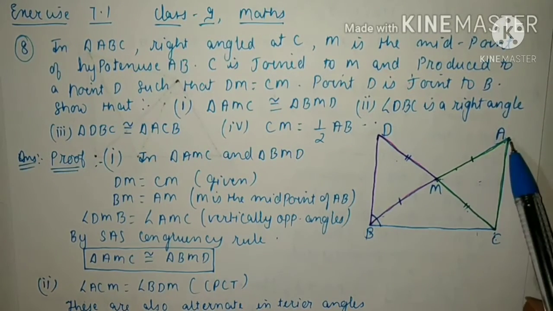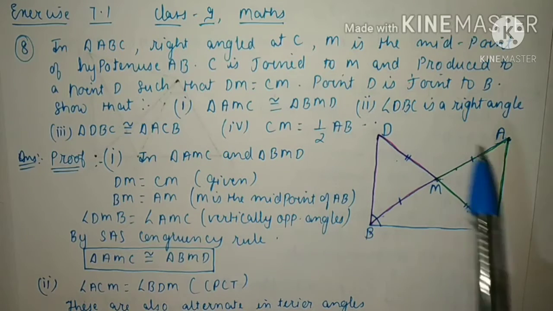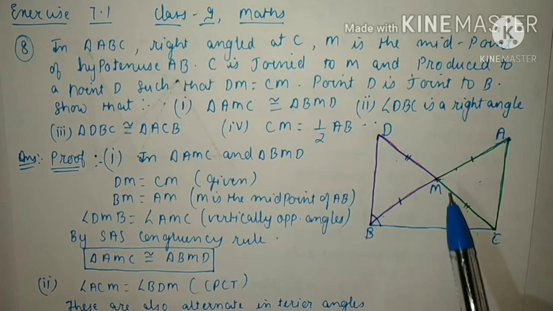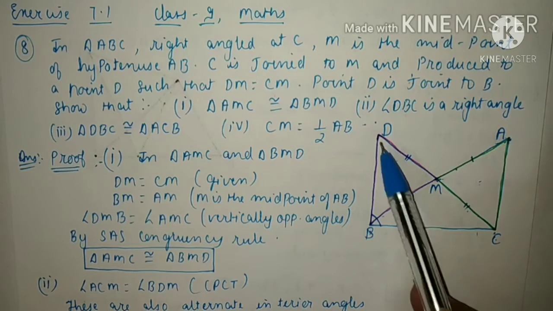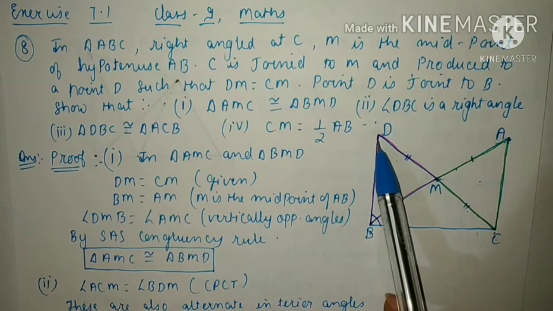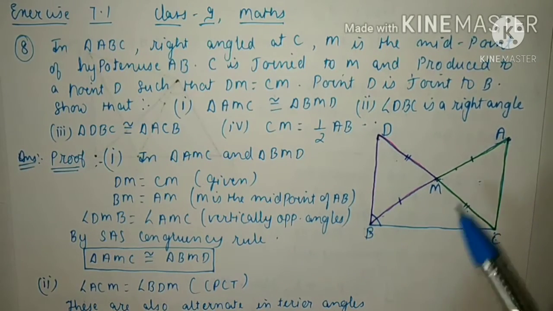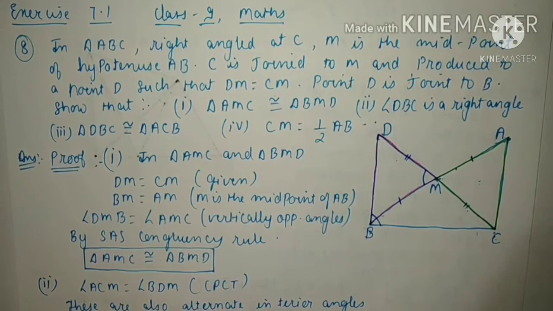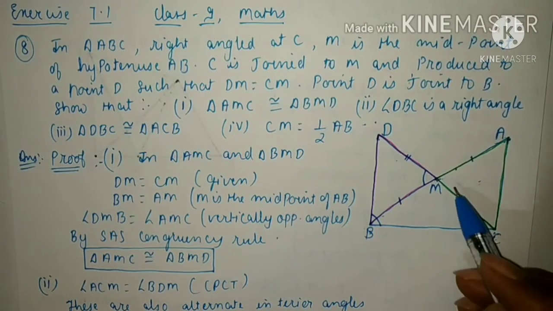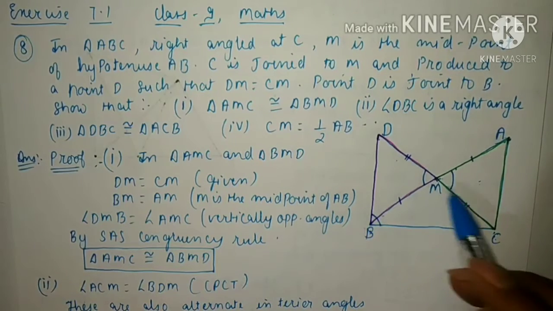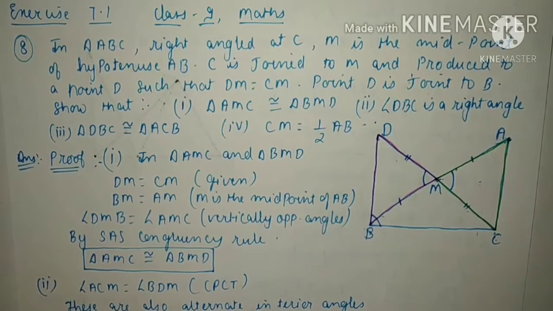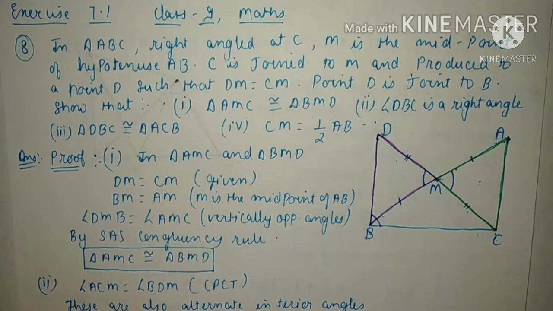BM equals AM. Why are these two parts equal? Because it is given that M is the midpoint of AB. Then next, angle DMB is equal to angle AMC. These two angles are equal. Why are they equal? Because they are vertically opposite angles.